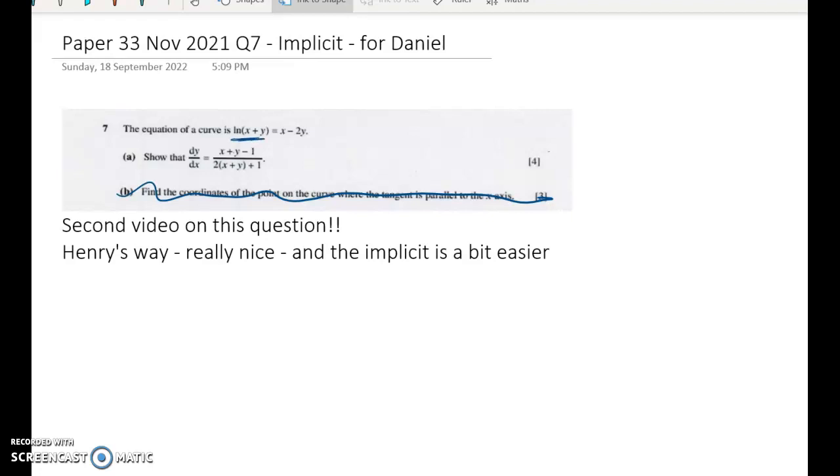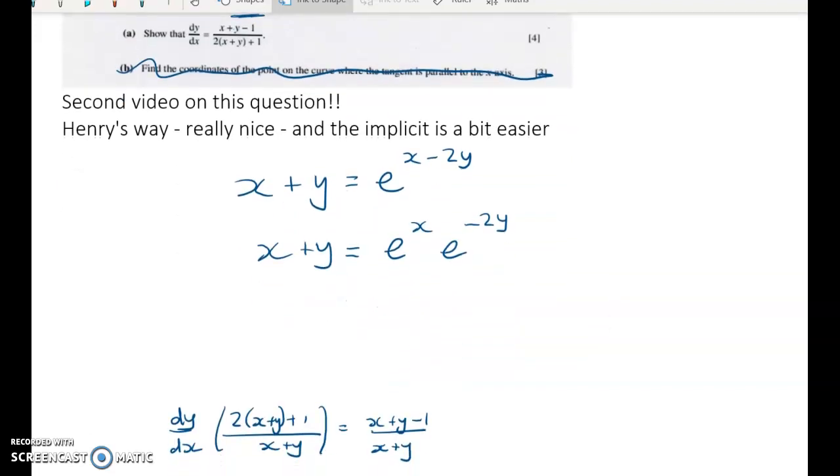But the other thing that's kind of screaming out at you to do when you see that log is to do e to the power of both sides, and that gives us x plus y is equal to e to the x minus 2y. Now, I haven't looked at the mark schedule, but I suspect that they gave this as a second method, and this probably is the more accessible way for students doing A-level to do it, right? So great if you understood the first video, but I think you're probably going to like this way better, especially if you're not that confident yet with implicit. So we can split that power up here as follows, and now we're going to do implicit on both sides.